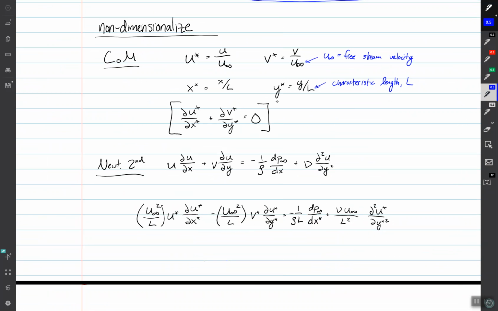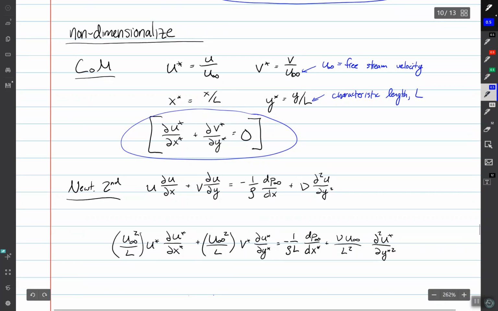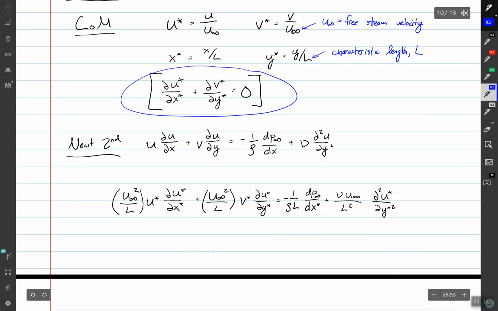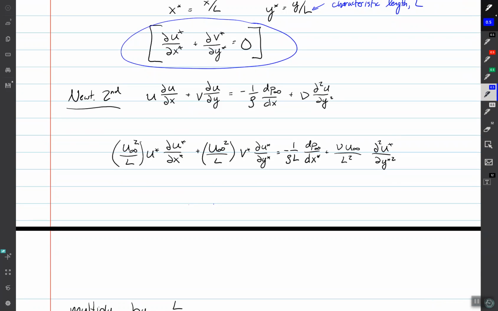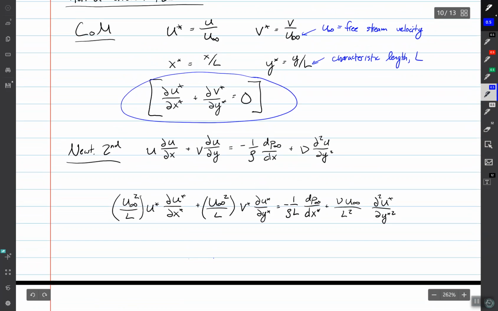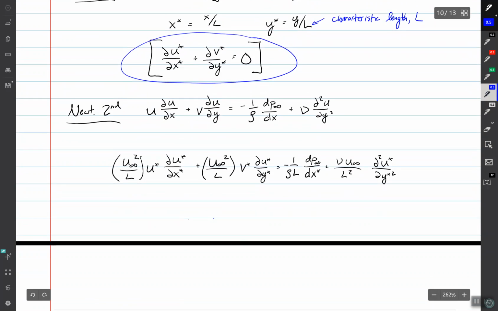If we plug that into the continuity equation that we had up there, we would come to this equation. So the continuity equation simplifies really nicely. We can very easily get all our units out of it. Newton's second law, if we non-dimensionalize things in the same way as we did for conservation of mass, everywhere we had a u, we plug in u star times u infinity. Everywhere we had a y, we plug in y star times L. We would get this guy.